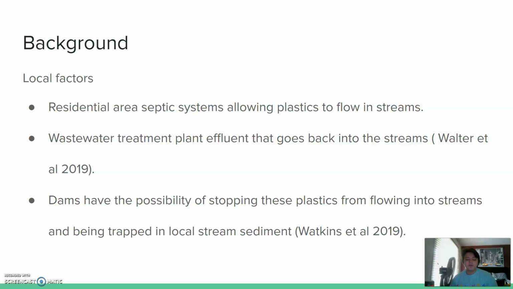Another big factor that I'm looking at within my project is dams. We can see that dams do have the possibility of stopping these plastics. In another piece of research done in New York, we can see that dams can stop plastics from upstream, because the sediment flow will slow, and that in turn will stop plastics from flowing further down into a stream or a reservoir.